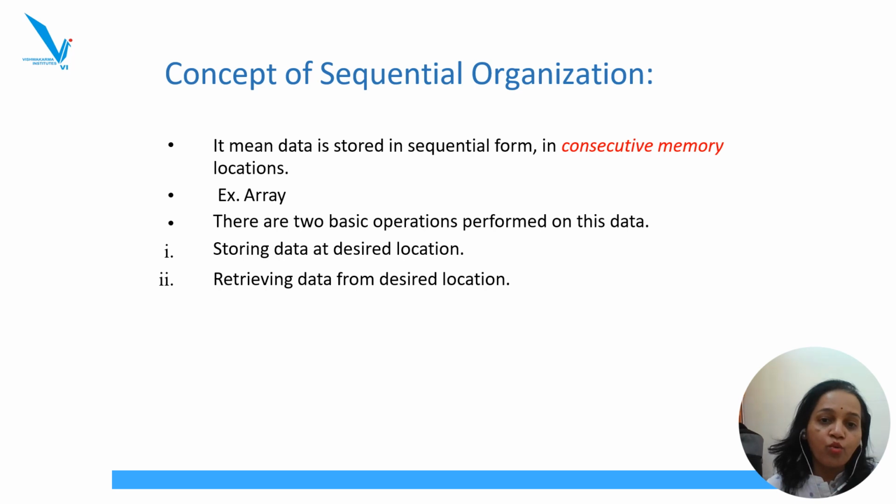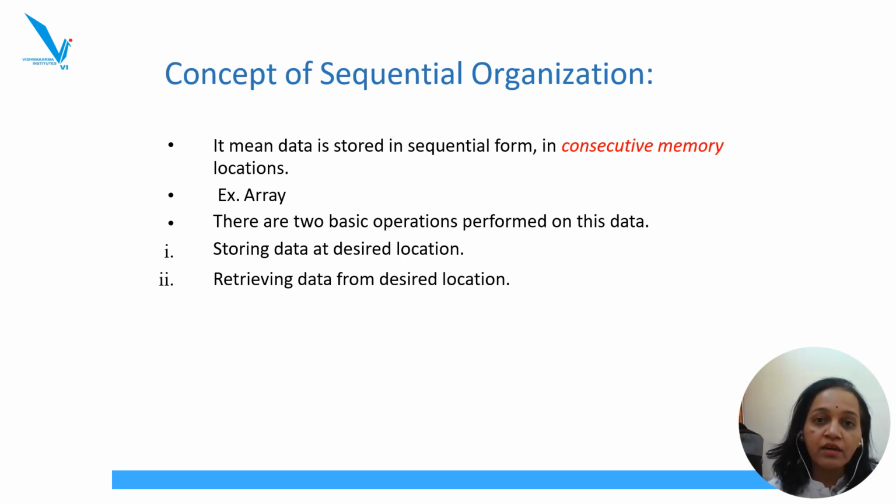So basically, what is sequential organization? It means that data is stored in a sequential form, that is, in consecutive memory locations. For example, an array. There are two basic operations performed on this type of data. One is storing data at a desired location, and the second is retrieving data from the desired location. Now we know the concept of array.